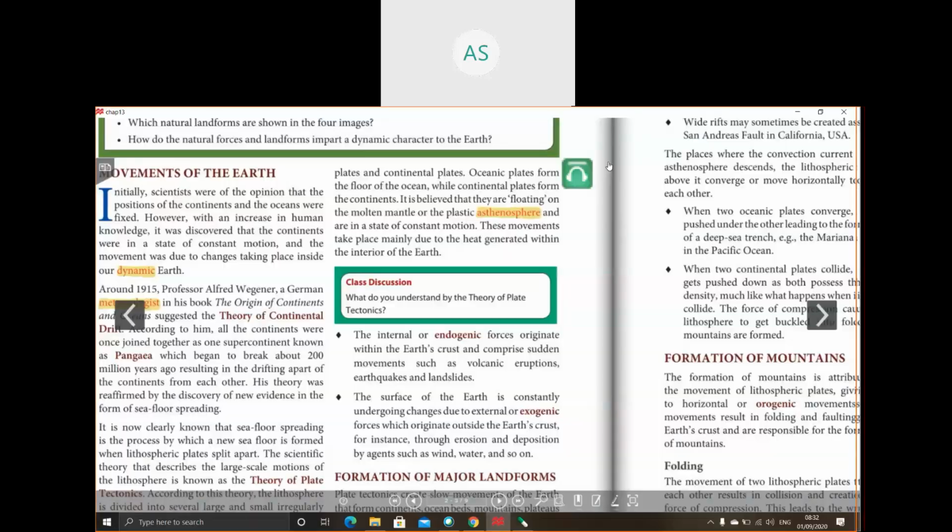So now we will move on. Yes, oceanic plates form the floor of the ocean, while continental plates form the continents. It is believed that they are floating on the molten mantle or the plastic asthenosphere, and are in a state of constant motion. This movement takes place mainly due to the heat generated within the interior of the earth.